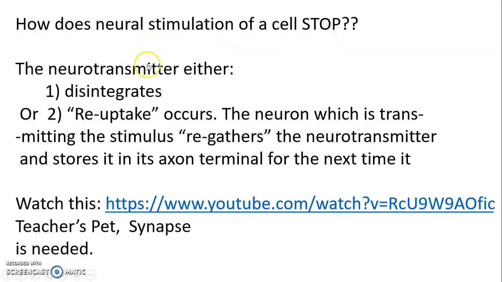Well, what stops the nerve impulse? Two things. The neurotransmitter either disintegrates, breaks down, sometimes it diffuses away, or sometimes reuptake occurs. And this will be really important in future lessons. Reuptake just means that the sending cell regathers its neurotransmitter, takes it back in, and it's going to store it and reuse it. Reuptake is kind of like recycling. It says, I might need that neurotransmitter later on. So it gathers it up, and it'll be sure to use it again.